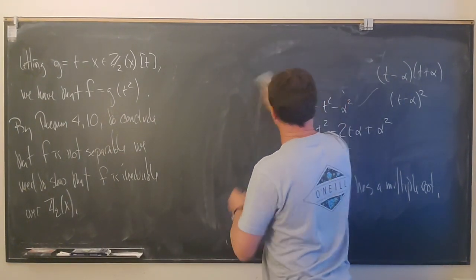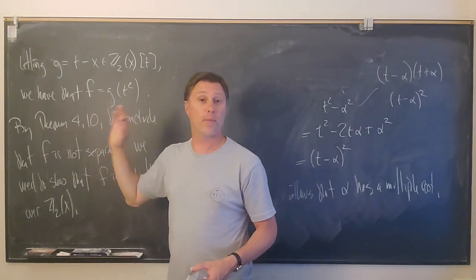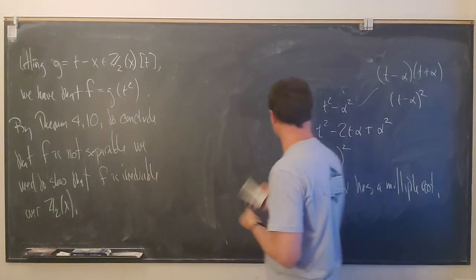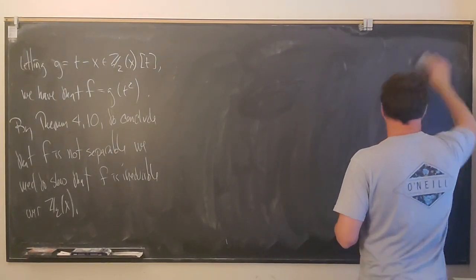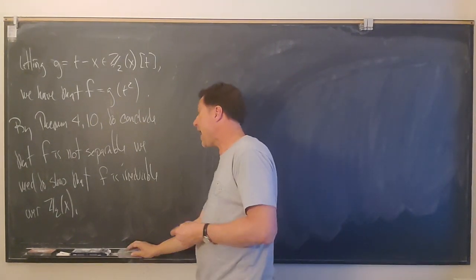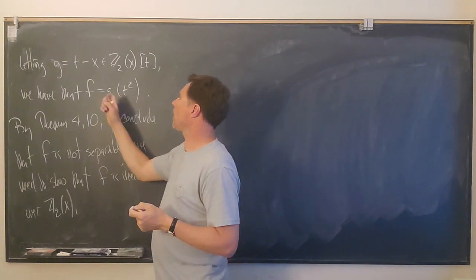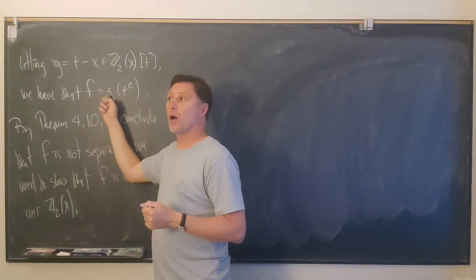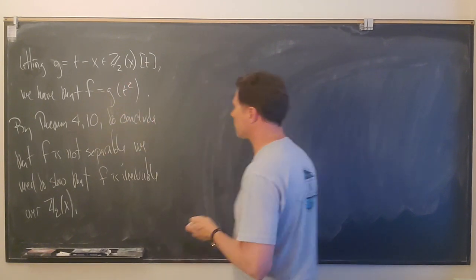And if you remember, the starting of theorem 4.10 was to say that we have an irreducible polynomial, and then it's this if and only if statement that says that a polynomial is not separable if and only if you're working in a field of characteristic p, and that polynomial can be expressed as G of x to the p, or in this case, t to the p. Right?